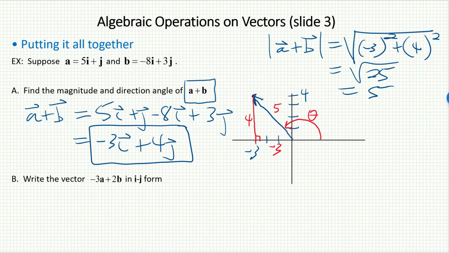How am I going to find that angle? Well, I have a couple of choices. We have mostly been using the tangent function. And so we could write tangent of theta is equal to opposite 4 over adjacent negative 3. Here's the problem though. If I go to the inverse tangent button on my calculator, inverse tangent has never heard of an angle in the second quadrant. Inverse tangent only knows about angles between negative 90 and positive 90. So I can use that on the calculator, but I will have to make some adjustments.